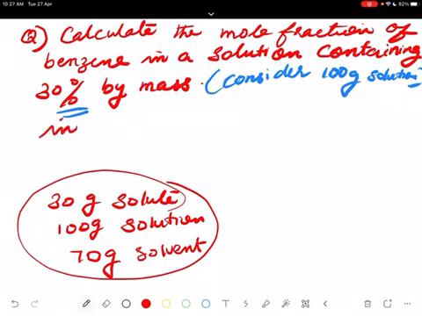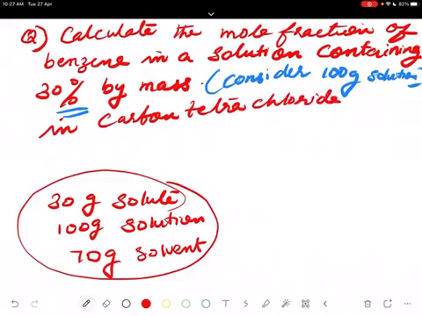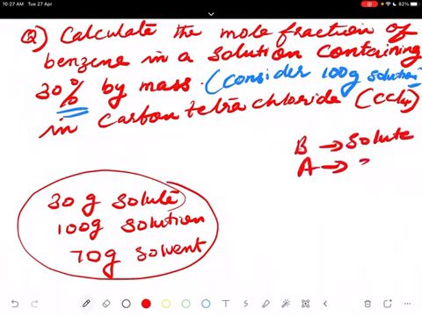Benzene by mass in carbon tetrachloride, that is CCl4. So you have to find out the mole fraction of benzene, that is XB. B is always considered as the solute and A is considered as the solvent generally.